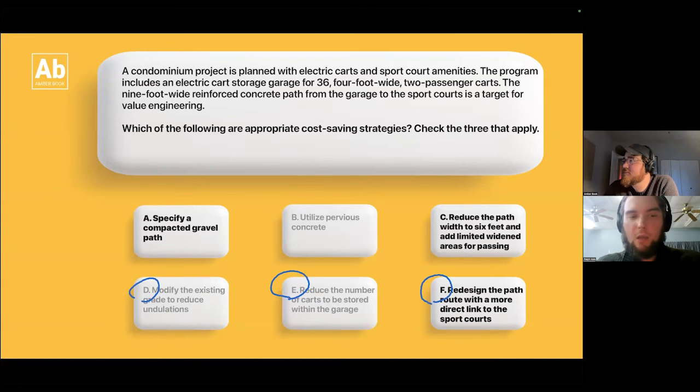So I eliminated the compacted gravel path kind of right out of the gate. I'm assuming sport court amenities are something people might want to walk to. This is a condo project. Condo projects can be somewhat litigious. Compacted gravel paths, from a maintenance perspective, are more difficult to keep ADA compliant. So I would be hesitant, as the architect, to say that a compacted gravel path is necessarily going to be a great decision for a condo project, where I would expect people are going to want to walk on this path.